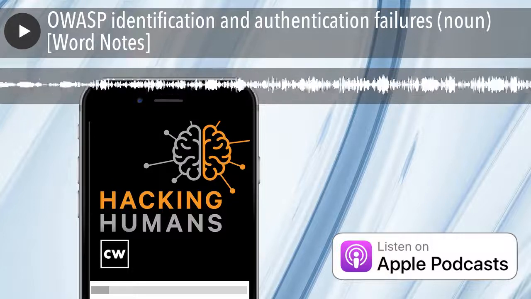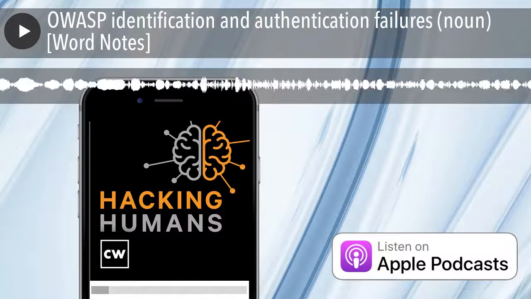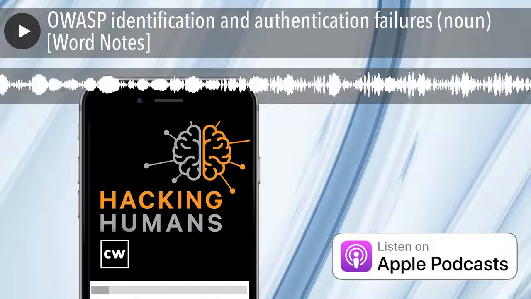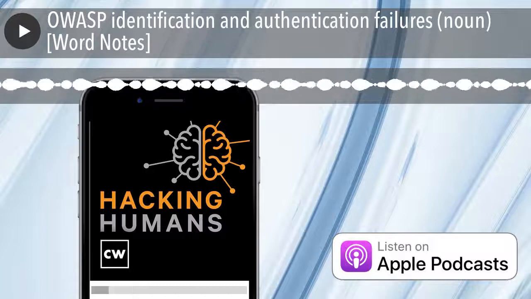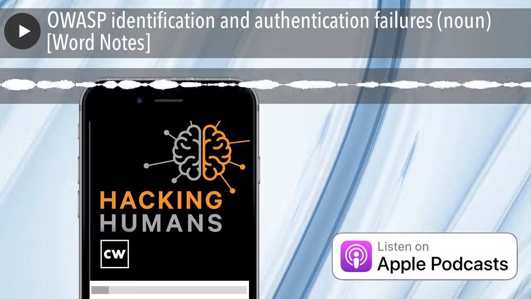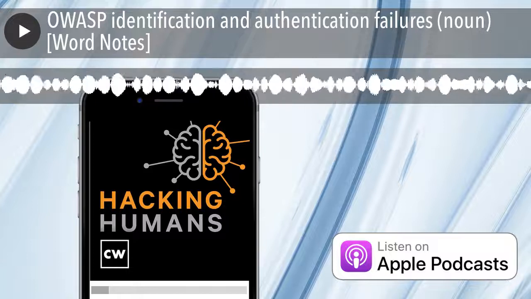Today, OWASP is an international team of security professionals led by the Foundation Executive Director and Top 10 project leader, Andrew Vanderstock. OWASP ranked identification and authentication failures as number 7 on their 2021 Top 10 list.